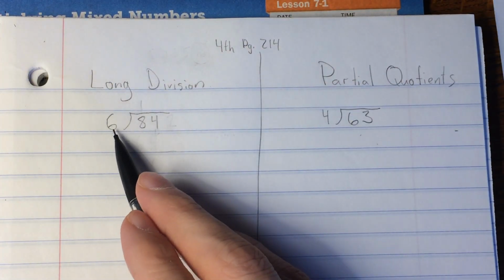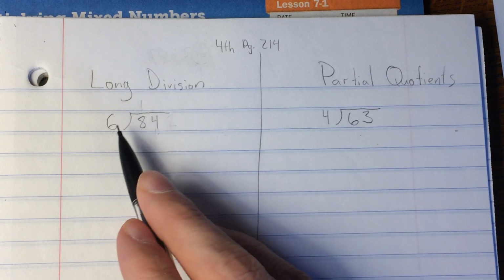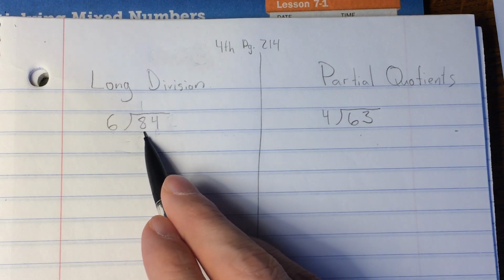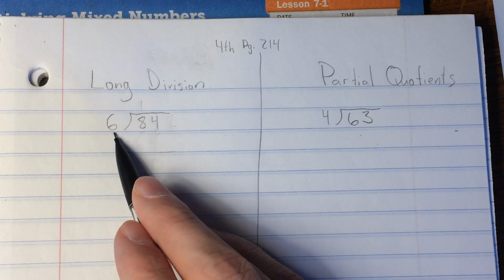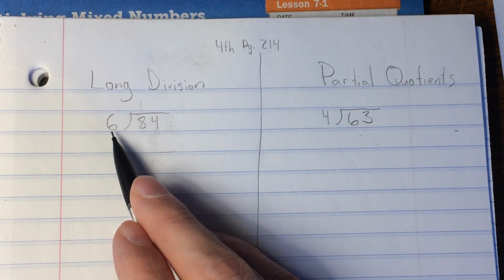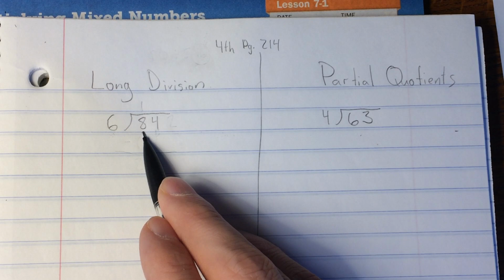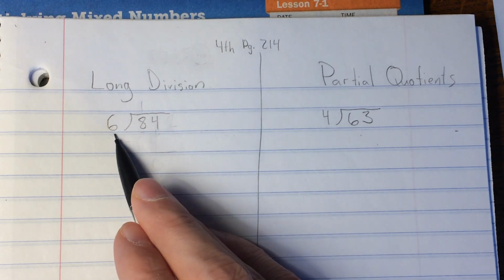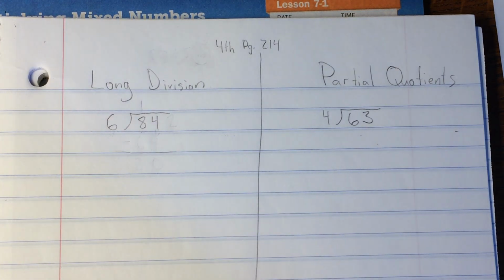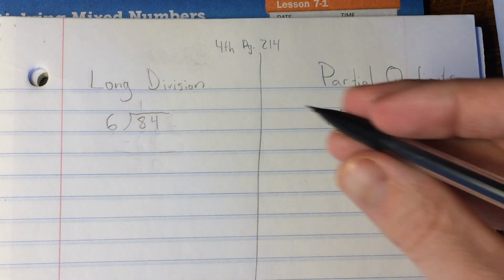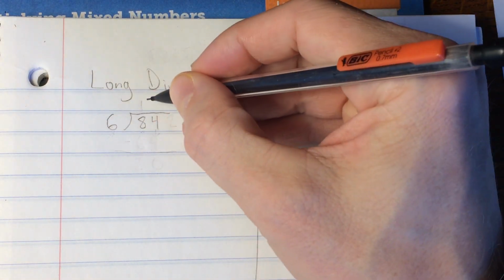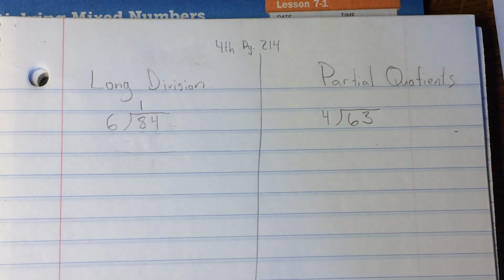The first thing you want to do is look at our dividend, 84. We're going to look at this first digit in the dividend, and then we're going to look at the 6. And the question is, how many times does 6 go into our first digit? How many times can 6 go into 8? And if you're like, well, once, because twice would be 12, and that's too much, then you are correct. 6 can go into 8 one time without going over.